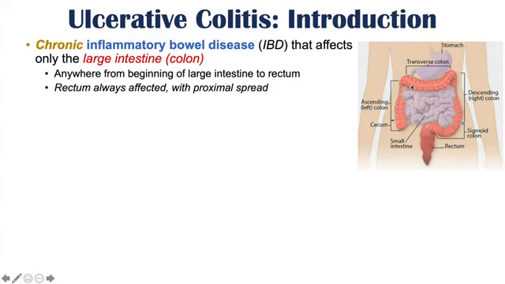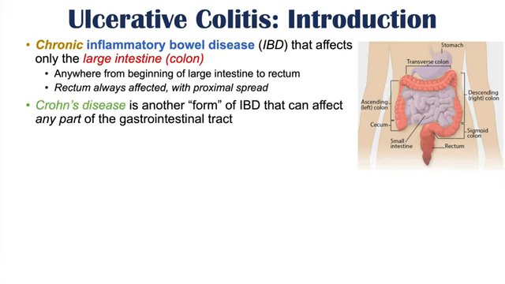Now, Crohn's disease is another form of inflammatory bowel disease that can affect any part of the gastrointestinal tract. So with Crohn's disease, it can affect anywhere from the mouth to the perianal region. So it differs from ulcerative colitis in this way, and it's going to differ in its clinical presentation as well because of where it affects in the gastrointestinal system.